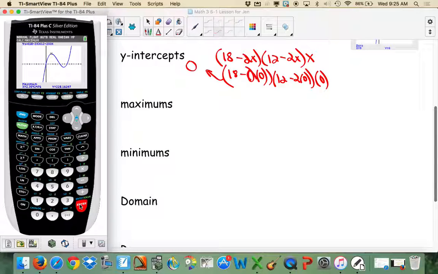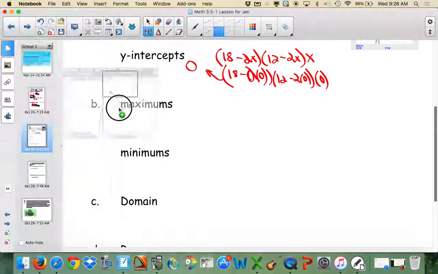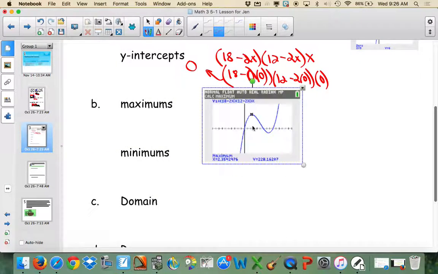And this time the numbers were not nearly as friendly, and it came out to be 2.35 and my y value was 228.2. Right, so that one was not nearly as friendly. So my maximum here is going to be at 2.35, and my maximum will be 228.2.